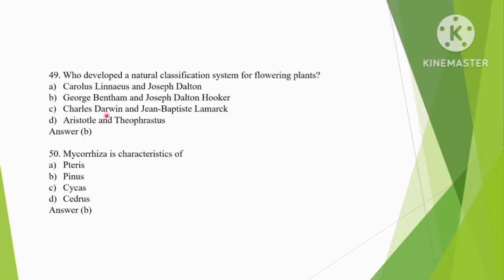Charles Darwin published Origin of Species. He brought the theory of evolution through natural selection. Then Aristotle, he is known as the father of biology and also father of zoology. What about Theophrastus? He is known as the father of botany. One person we missed here, scientist Jean-Baptiste Lamarck. He is known for his theory of inheritance of acquired characteristics.